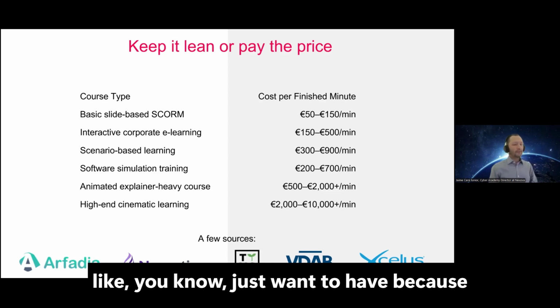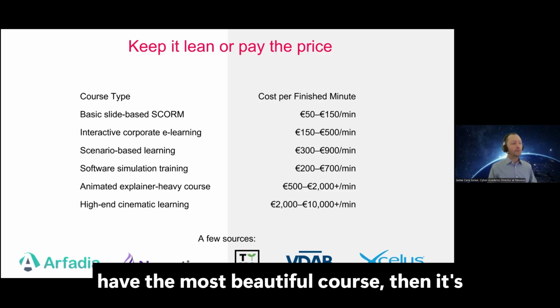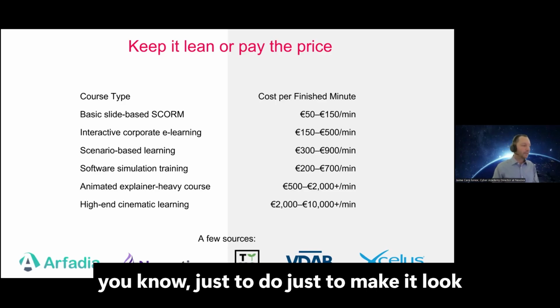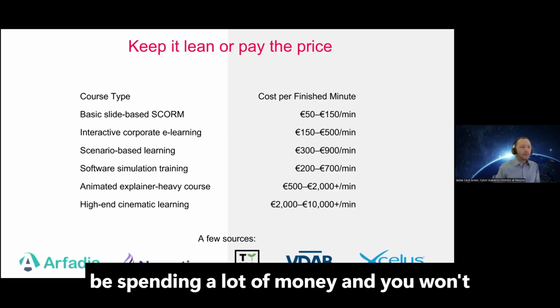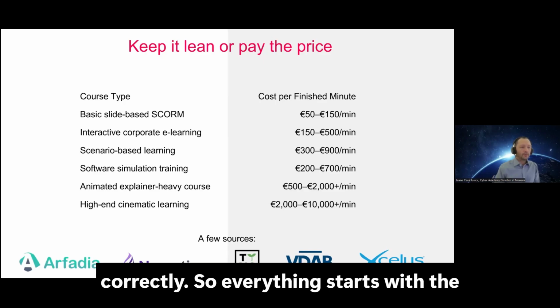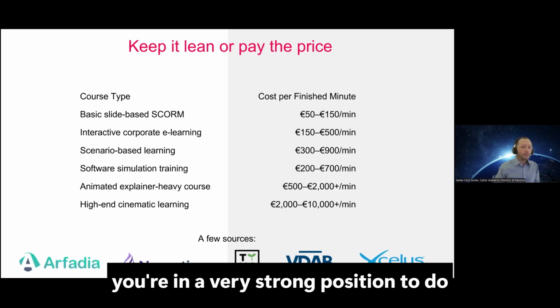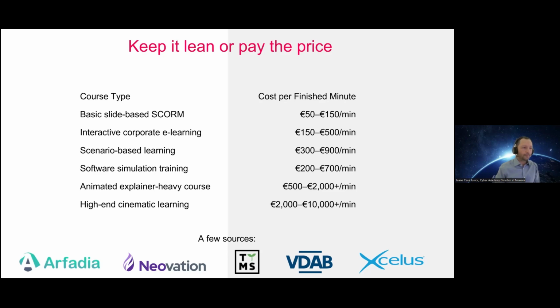So if your company is super fancy and you just want to have the most beautiful course, then it's going to cost you 10,000 euro just to make it look nice. Think again, because you might be spending a lot of money and you won't achieve any results if you don't scope it correctly. So everything starts with the scope, and if your scope is good, you're in a very strong position to do everything else productively and reach the desired goals.